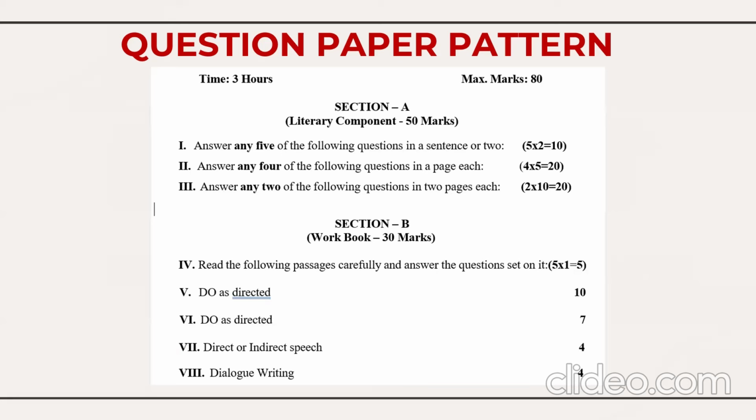And then 30 marks from the grammar. Here you need to answer a passage, questions from the passage, 5 marks, where you'll be getting questions like articles, time and tense, synonyms, antonyms, etc. 10 marks, and again 7 marks, questions from the do is directed, direct and indirect speech, 4 marks, dialogue writing, 4 marks. So this is how your question paper is divided into the two important segments, 50 plus 30.